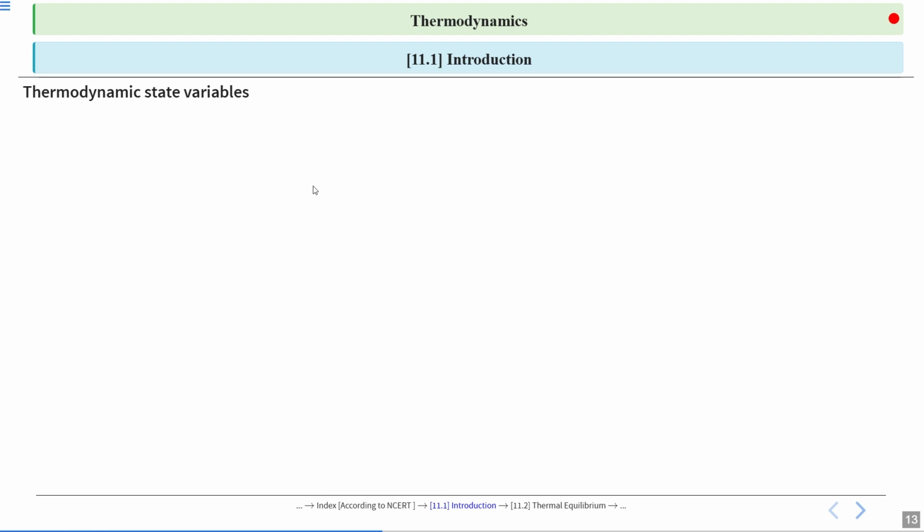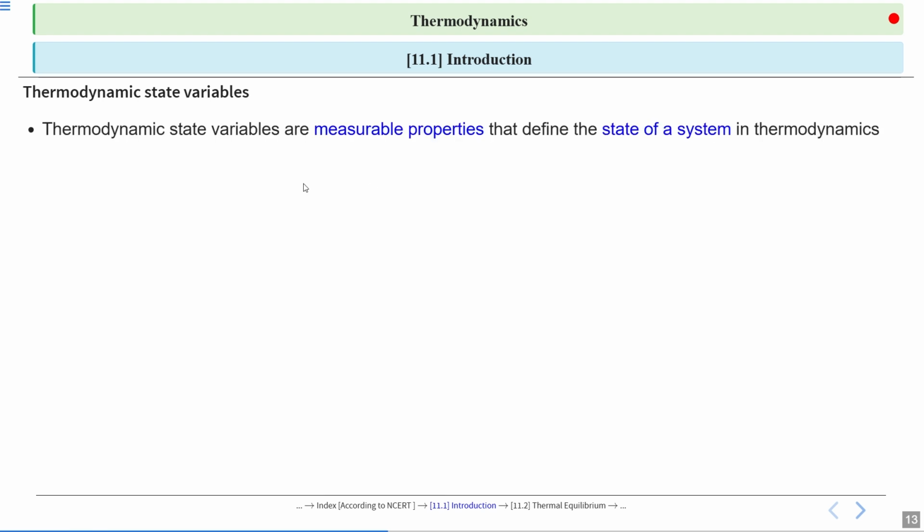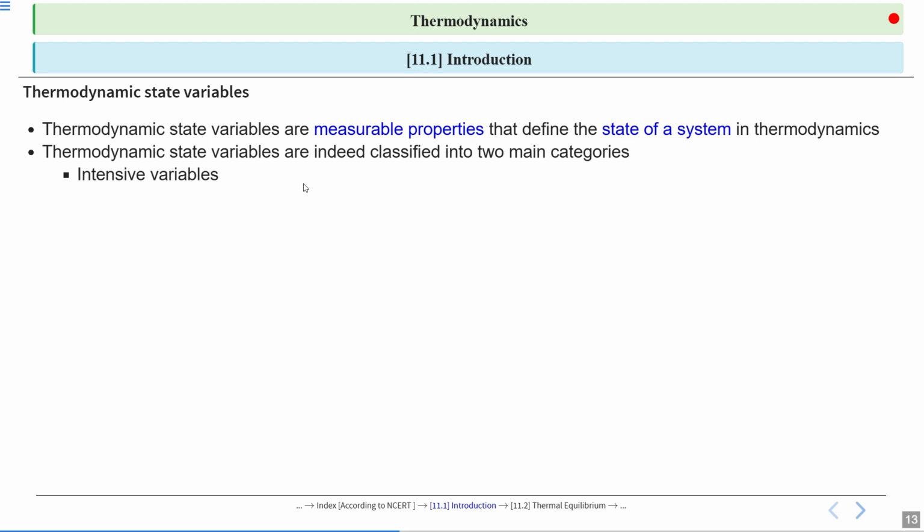Thermodynamic state variables. Basically, thermodynamic state variables are measurable properties that define the state of a system in thermodynamics. We have two main categories of state variables in thermodynamics. First, intensive variables. Second, extensive variables. Now here the question arises, what are extensive variables and what are intensive variables?